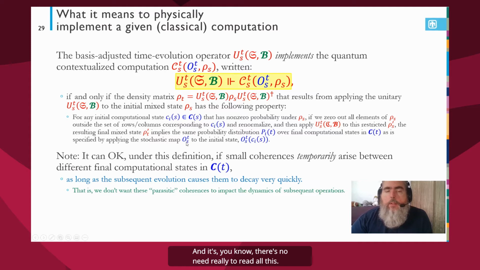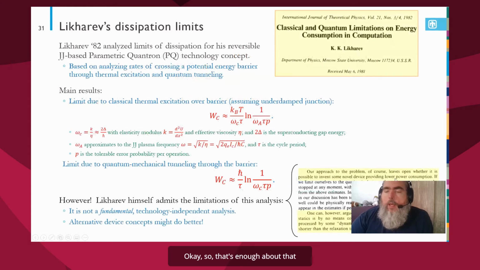There's no need really to read all this. The bottom line is just to say that the inherent quantum dynamics of the system carries out the same stochastic map on the probability distribution over the computational states as is specified by this computational operation. And so this is just a way of saying that we will get the desired probability distribution over the final computational states, and so that we've correctly carried out the desired computational operation. And if small coherences arise temporarily, that can be fine as long as they decay quickly. Remember, since we're not trying to do quantum computing, we actually like for our system to be decoherent so that it will remain in a well-defined classical computational state. Okay, so that's enough about that.